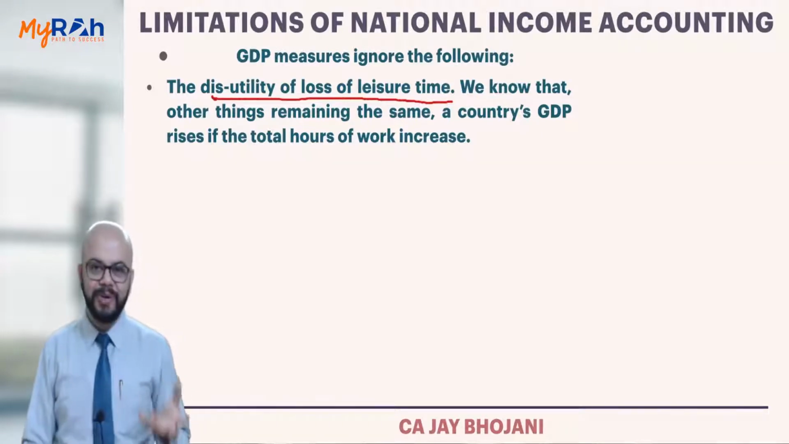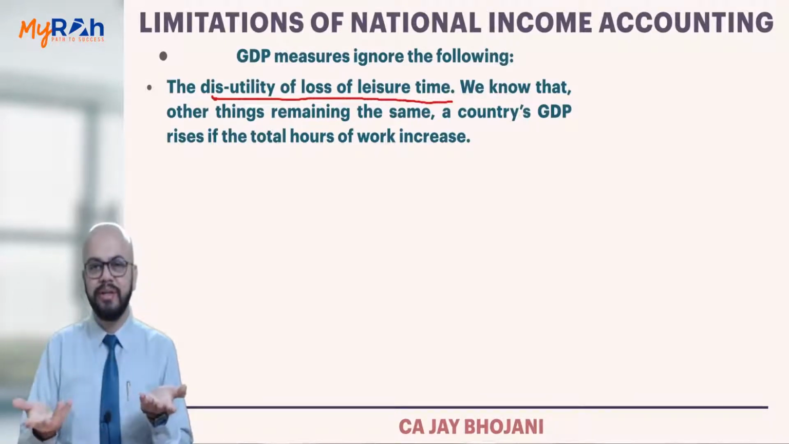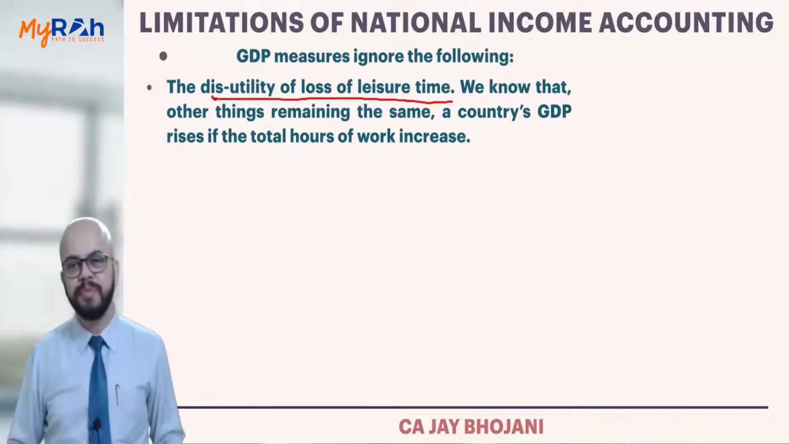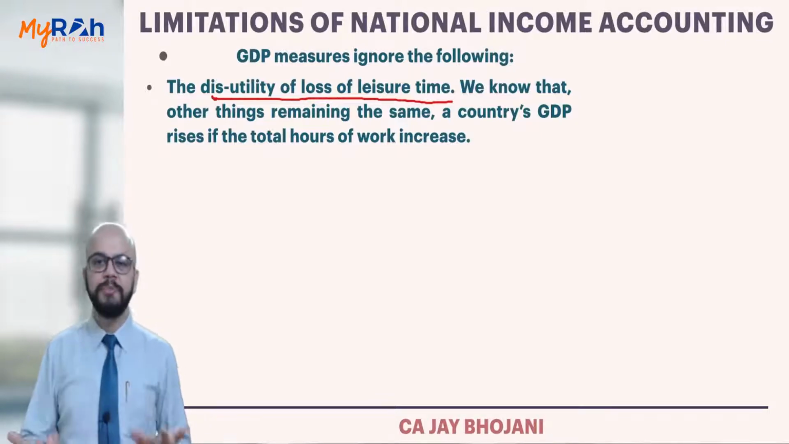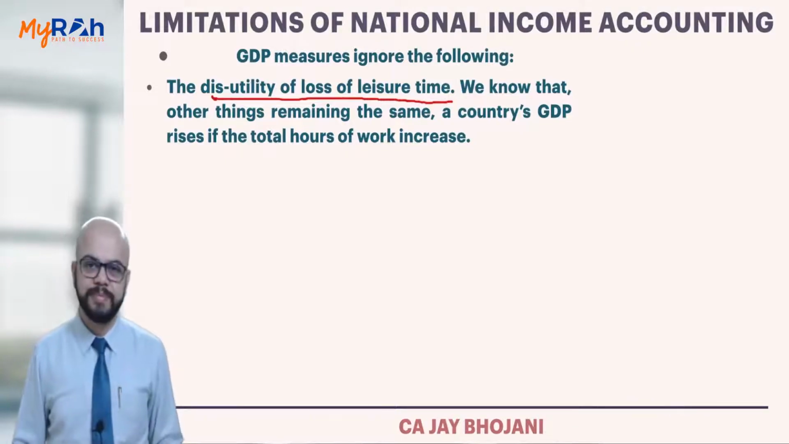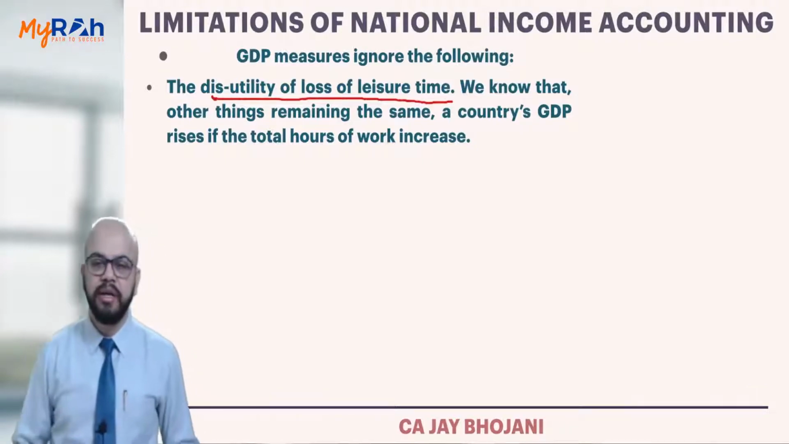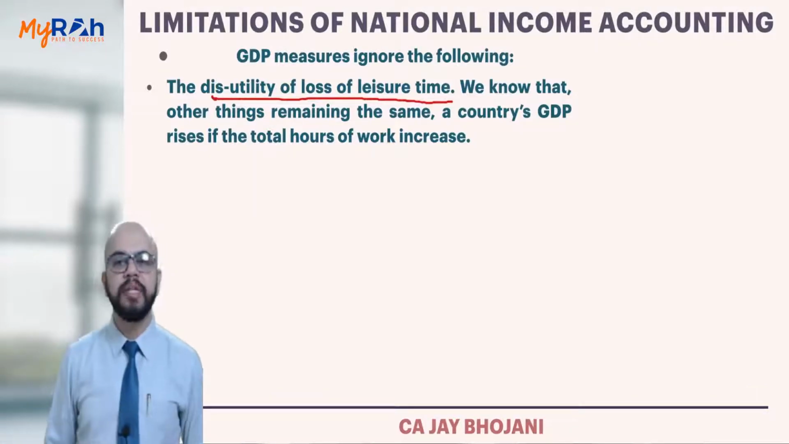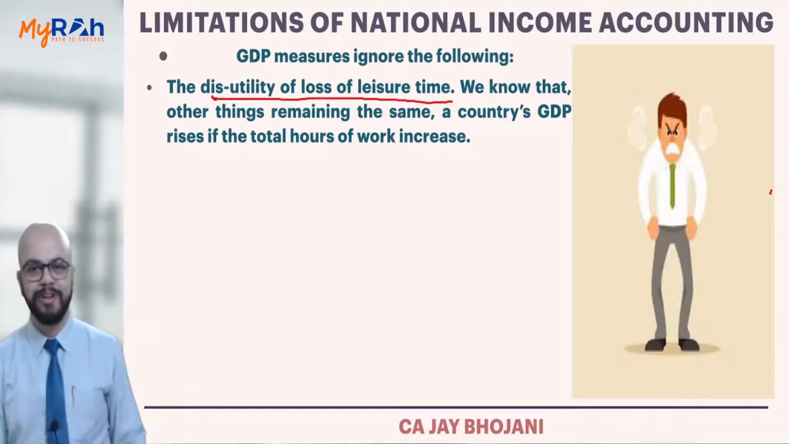So on one side you see the GDP rising, but on the other side you don't see that the dissatisfaction of the people is also rising. Just by looking at the GDP, you feel, wow, the country is doing well, the GDP is increasing, but actually the people are getting more and more dissatisfied. So that is the disutility of the loss of leisure time. Disutility means dissatisfaction. This is how people become when they have to work more.